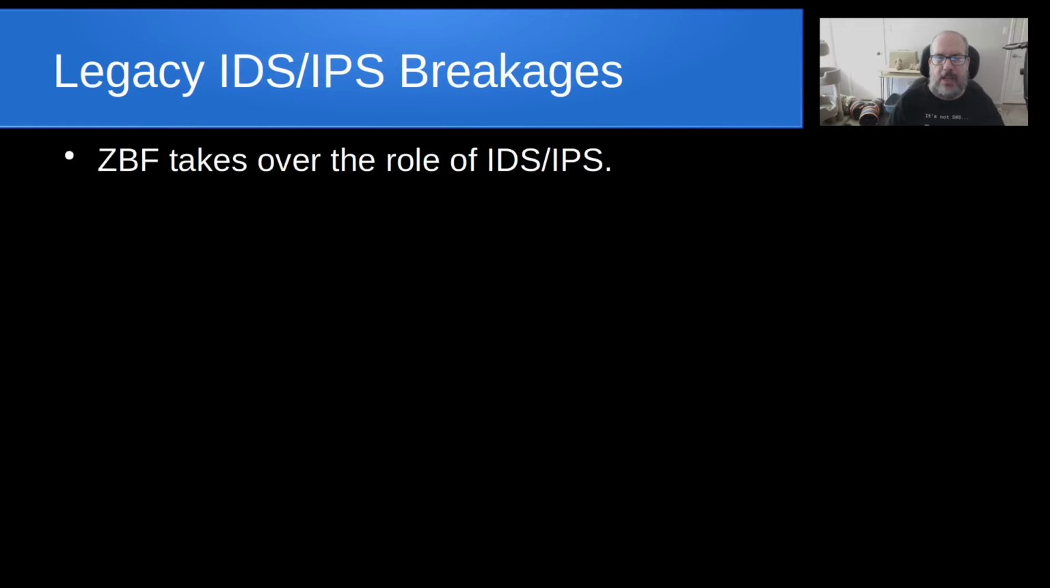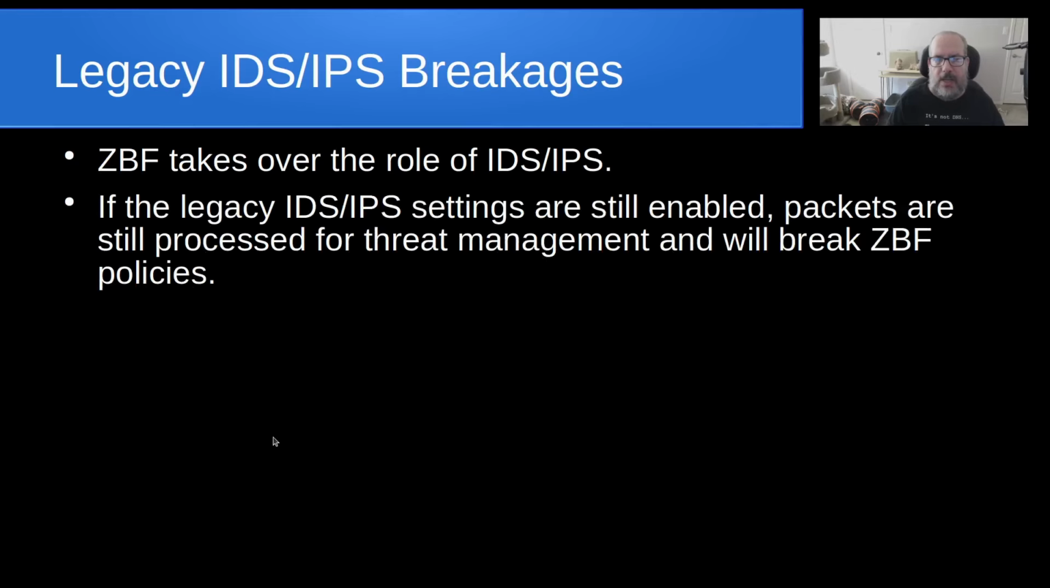We also have some legacy issues with the old IDS and IPS. ZBF takes over the role of IDS or IPS. And if you've looked carefully in the new GUI, you've not noticed anything for threat management adjustment of IDS, IPS, because the zone-based firewall is supposed to take care of that. If the legacy IDS, IPS settings are still enabled, packets are still processed for threat management, and they also seem to be another place where ZBF policies are broken.